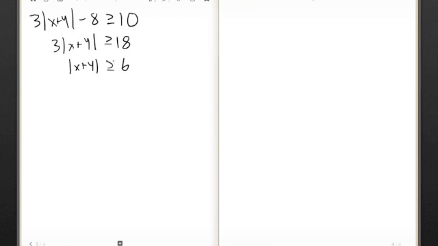In order to make the distance from 0 greater than or equal to 6, we could have x plus 4 greater than or equal to 6. Or what's another way to make the distance from 0 greater than 6? It could be less than negative 6. That way we would also have a distance from 0 that is greater than 6 because we're going farther into the negatives. Now we're going to solve this as an OR inequality. So x could be greater than or equal to 2, or x could be less than or equal to negative 10.